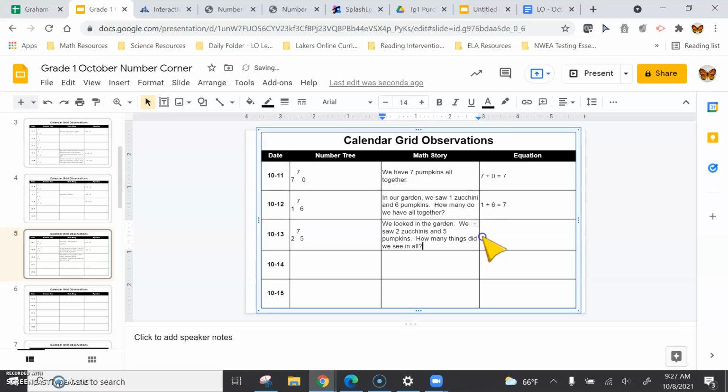All together and in all means that we are adding. So here's our number tree. Our number tree has the numbers 2 plus 5 equals 7. But I want to do something extra with this today, friends. I want to talk about the whole amount that we have. What if we had 7 and we took away the 2 zucchini? How many would we have left? How could we get to that answer?